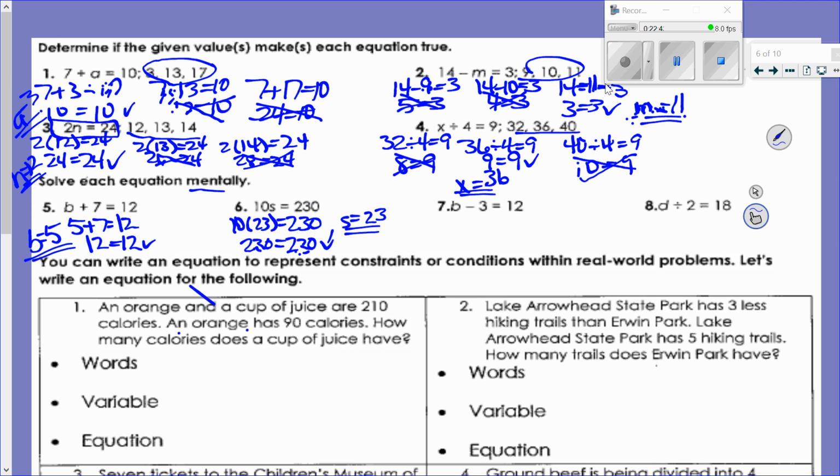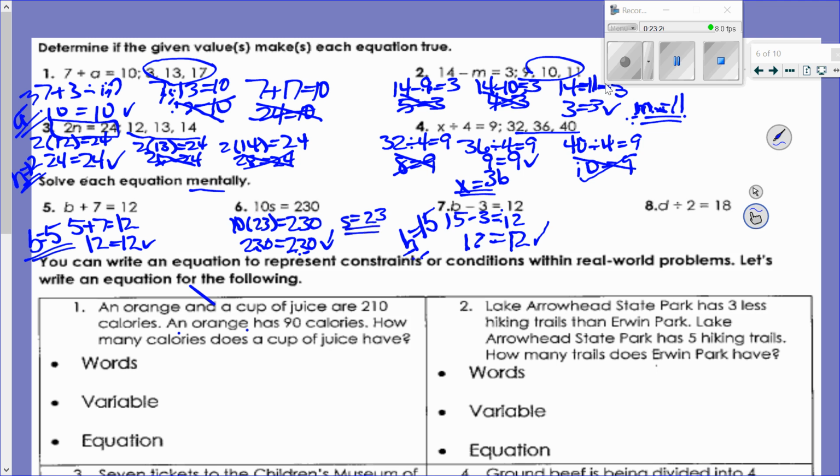What about our next one? 9. S equals 9? You know we're subtracting, right? 15. 15 minus 3 equals 12. 12 equals 12. Aiden, did you just go to the bathroom again? Okay, 12 equals 12 is a check, so I know my solution is B equals 15.